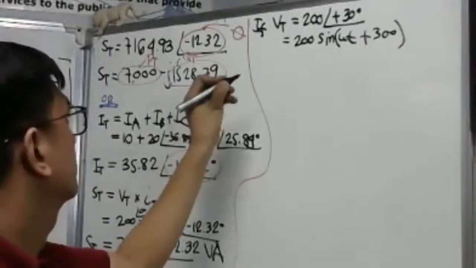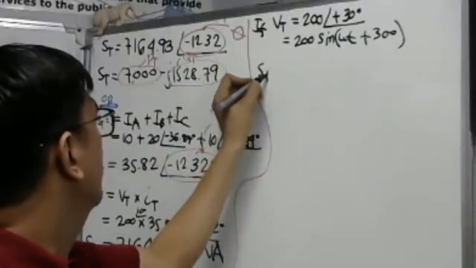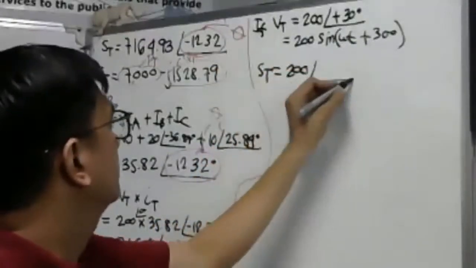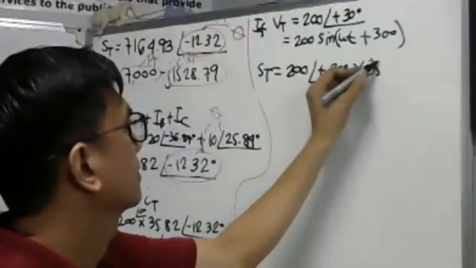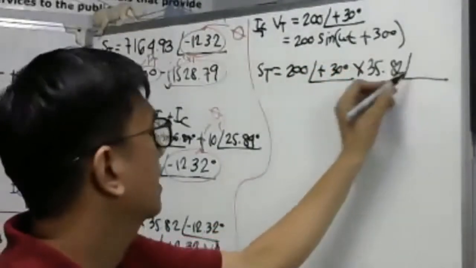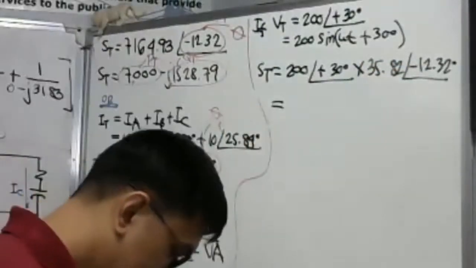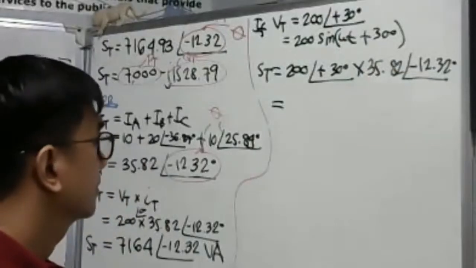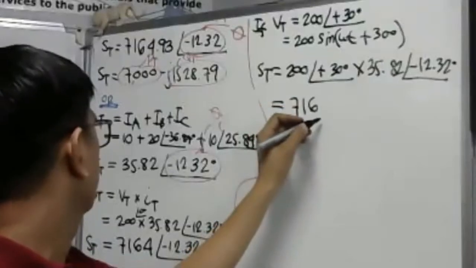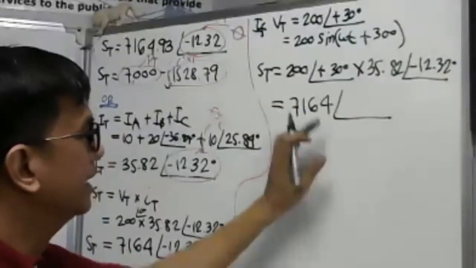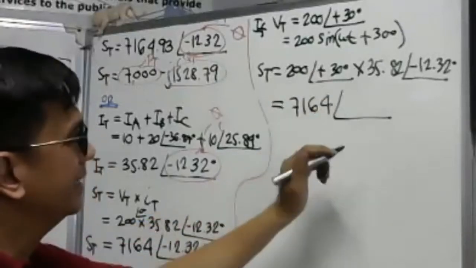What is the answer, sir? S total, that is 200 bar angle 30 degrees times 35.82 bar angle negative 12.32 degrees. Let us calculate now. Of course, the magnitude is the same, 7164. What about the angle? Anong ginagawa natin sa angle? So, our angle is what?